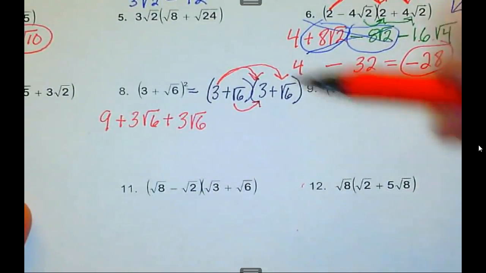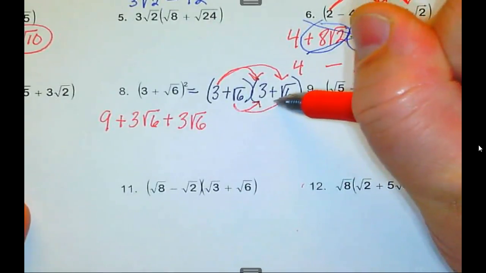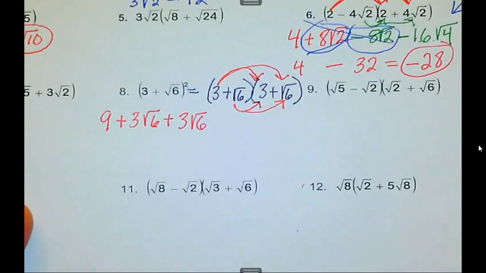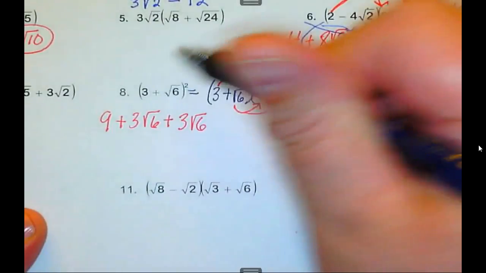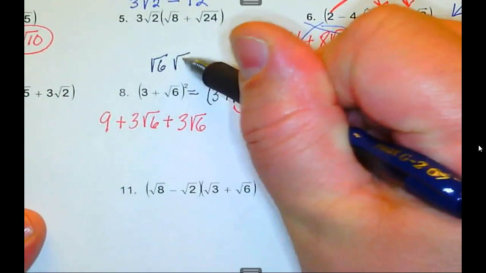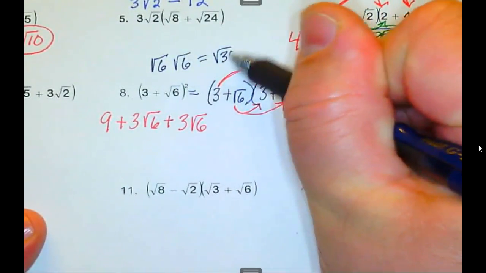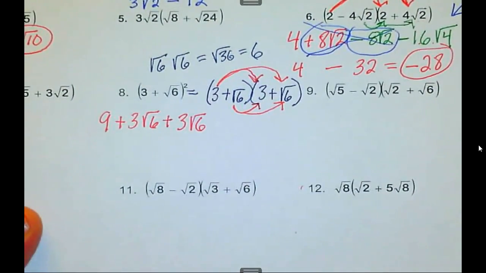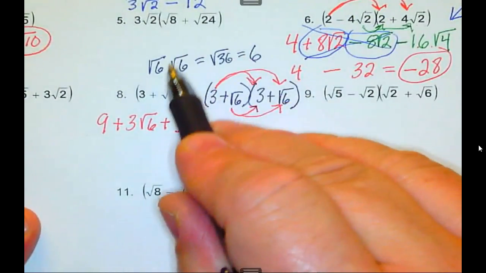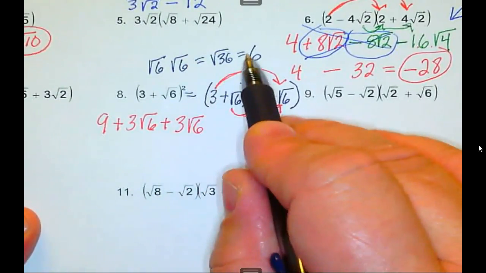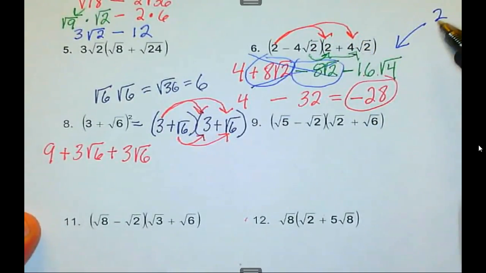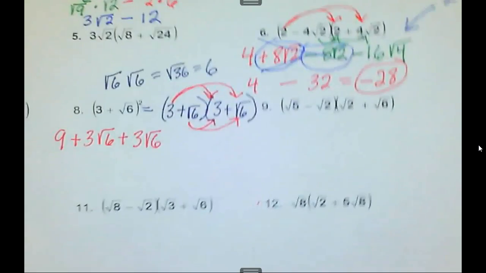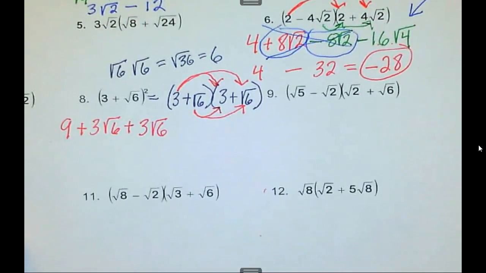3 radical 6. Radical 6 times radical 6. Radical 36. Does anyone notice a pattern when we multiply the same radicals to itself? You get what's inside, don't you? Multiplying radical 6 times radical 6 is 6. Okay? Radical 2 times radical 2 is 2. You get what's inside if it's exactly the same.